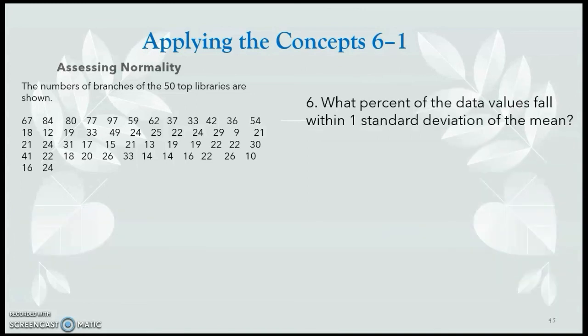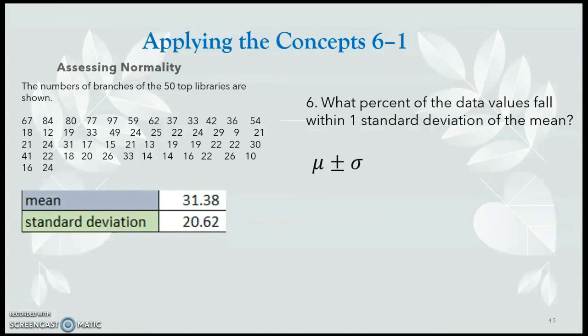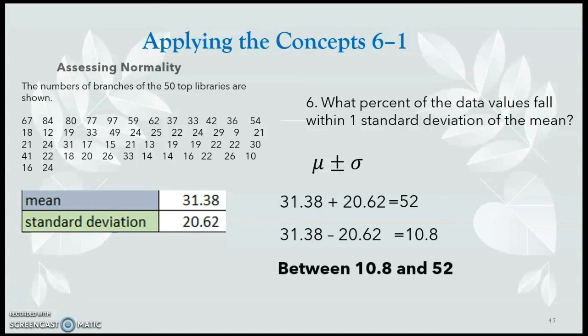We will now find the percent of the data values that fall within one standard deviation of the mean. To find the data values within one standard deviation, add or subtract the standard deviation from the mean. Adding the mean and standard deviation gives 52. Subtracting the standard deviation from the mean gives 10.8. Then the data values within one standard deviation of the mean are between 10.8 and 52.